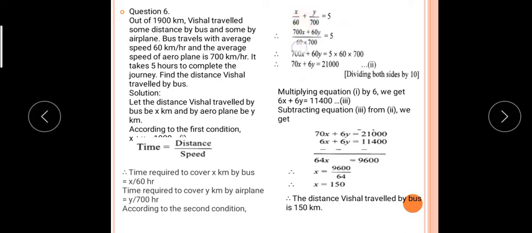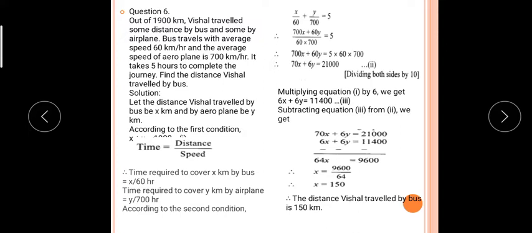Now, x upon 60. What is the time required to cover x kilometer? x upon 60. By aeroplane, y upon 700. That is equal to the total of 5 hours. Now after solving this equation, you will get the second equation, that is 70x plus 6y is equal to 21,000. Dividing both sides by 10, you will get the third equation, that is 6x plus 6y is equal to 11400.